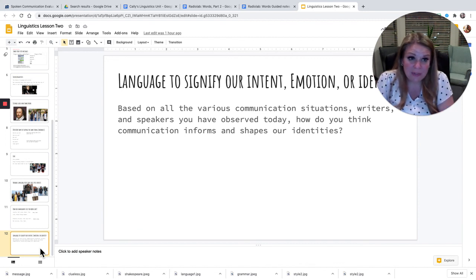There are two activities on Canvas for you to do today. They're both Google Forms. One is a written communication Google form, and one is a verbal communication form. I want you guys to listen, to look at all of those speakers and evaluate their intent, their emotion, or their identity based on what you can observe just from hearing them speak or just from looking at a little piece of their written and spoken communication.